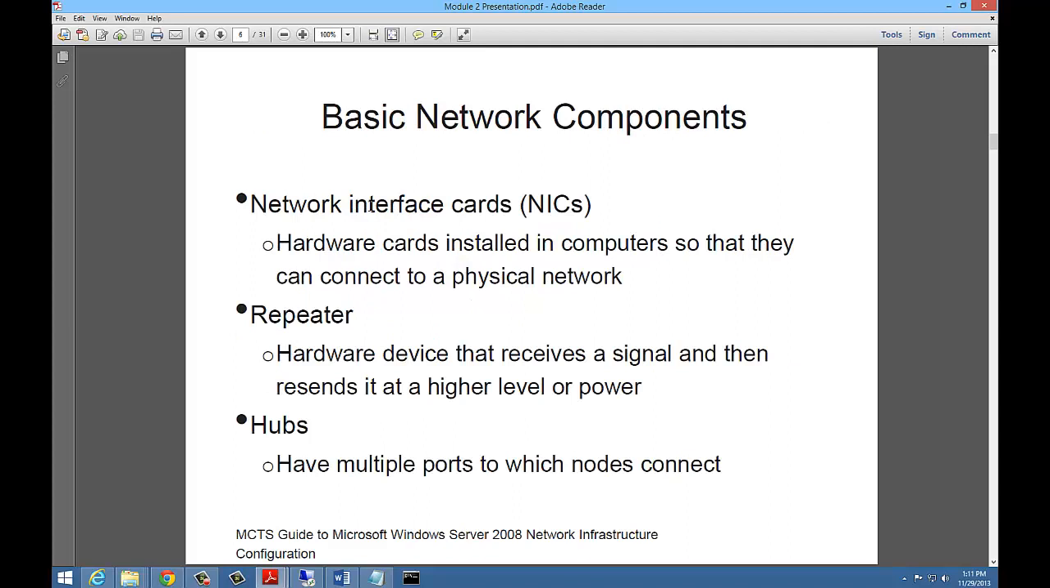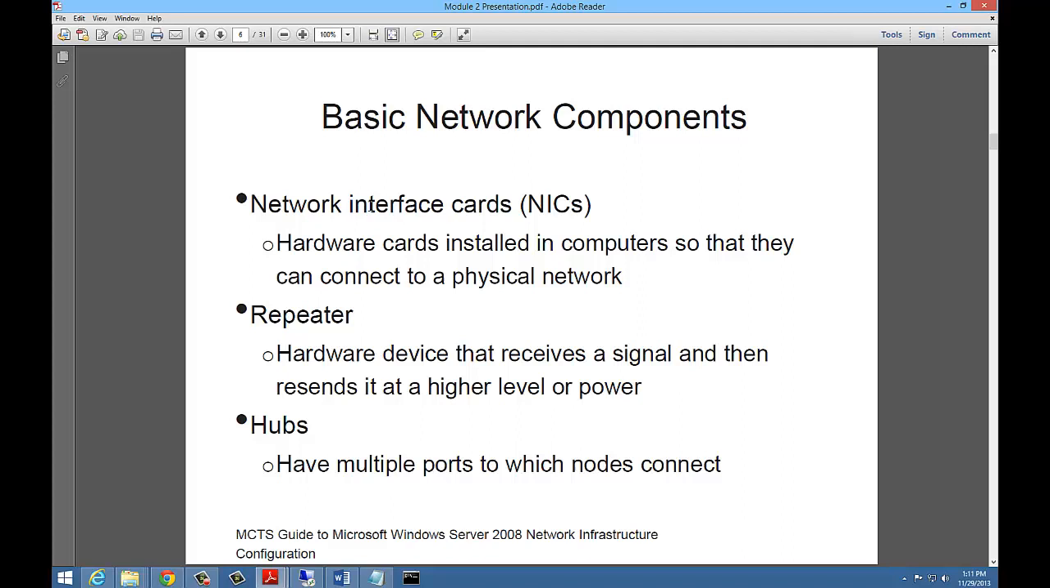Network interface cards. These are the hardware cards installed in computers so that they can connect to a physical network. And this could be a wired interface card or a wireless card. It doesn't matter as long as it can get an IP address on it. It is a NIC.